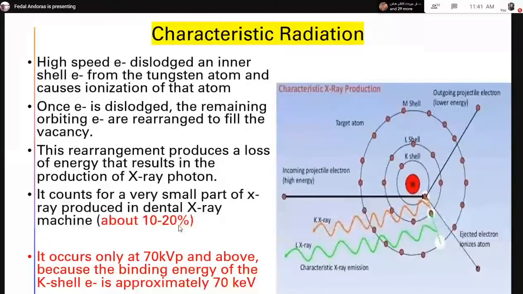Because some of the electrons will hit the nucleus or go close to the nucleus, and some will hit the other electrons in the orbital. Consequently, you will have 100% X-ray, but with different energy and wavelength, and subsequently you have the filters, collimator, and others to make the beam more concentrated with high energy. Understood?